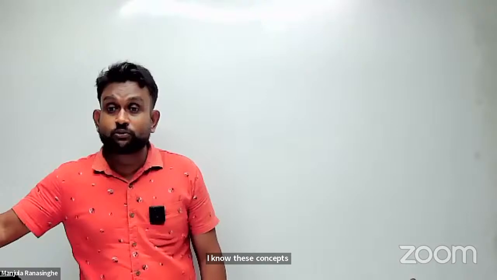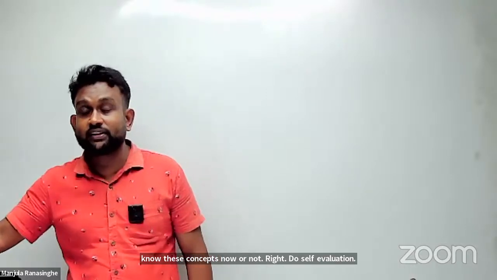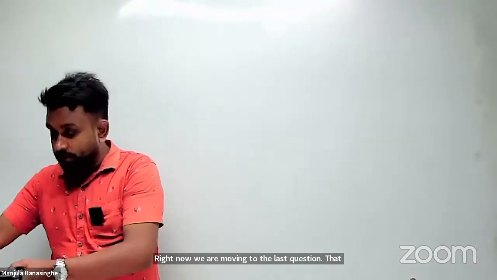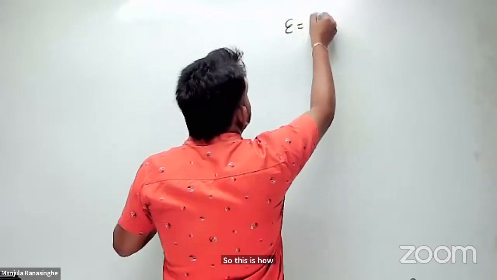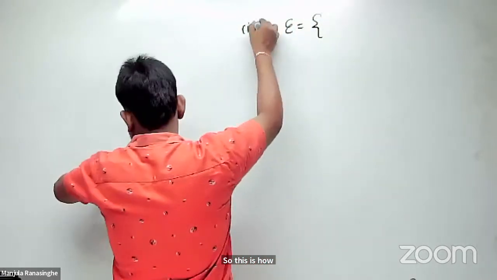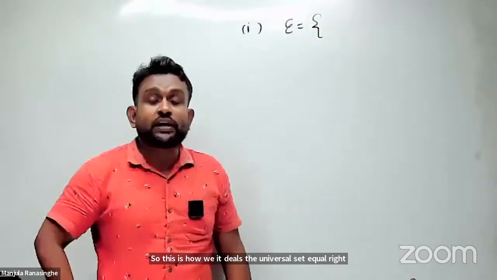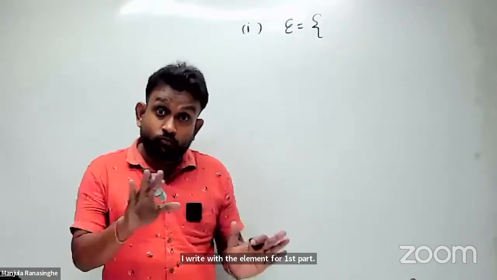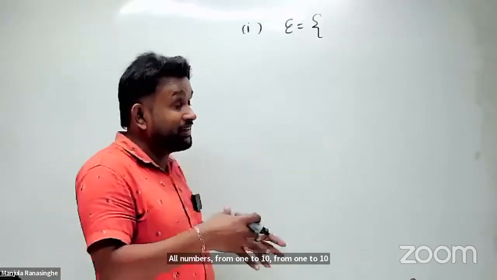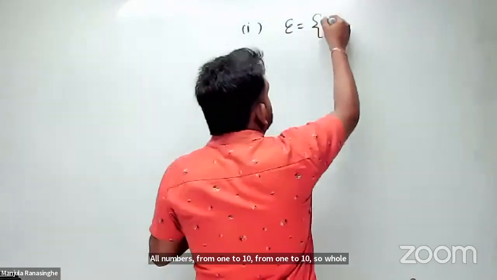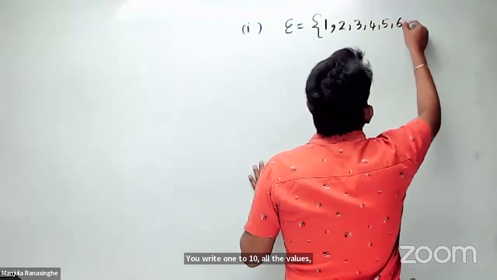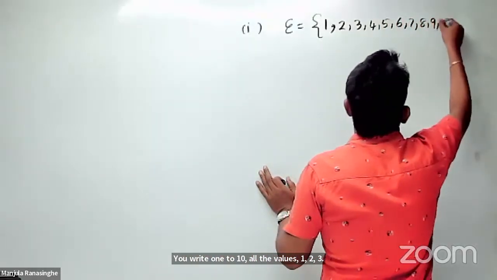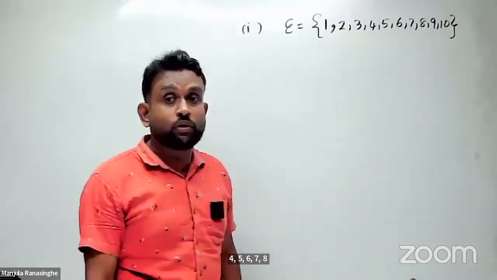Right, now we are moving to the last question, that is the set. Write the elements of the above in sets. So this is how it deals. The universal set equals, I write with the elements for the first part, whole numbers from 1 to 10. So you write all the values 1, 2, 3, 4, 5, 6, 7, 8, 9, 10. So these are the whole numbers from 1 to 10.